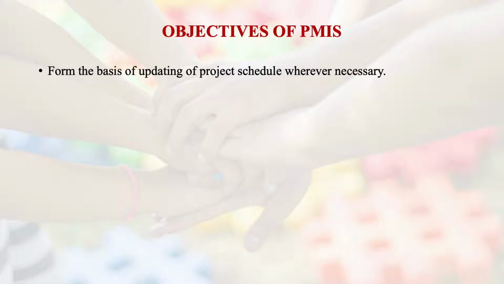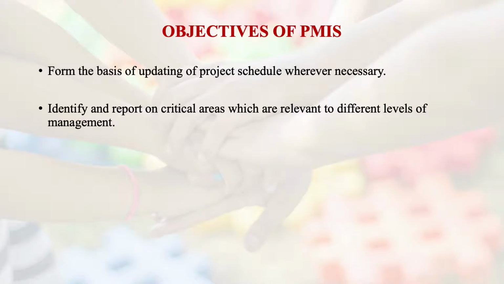The project management information system also forms the basis of updating of project schedule wherever necessary. So the feedback which you received from the project management information, a lot of information which is there, right? A lot of data which is gathered. From that gathered data, we draw good information, and that good information is brought back in various visual forms to different managers, and then you will be updating the project schedule, in case this is needed.